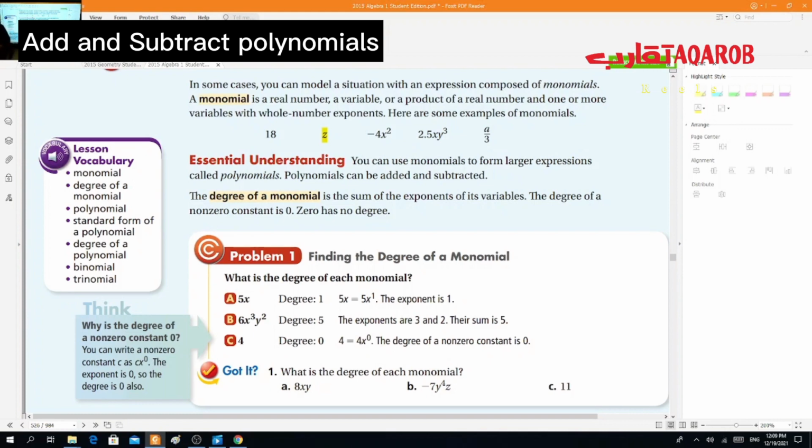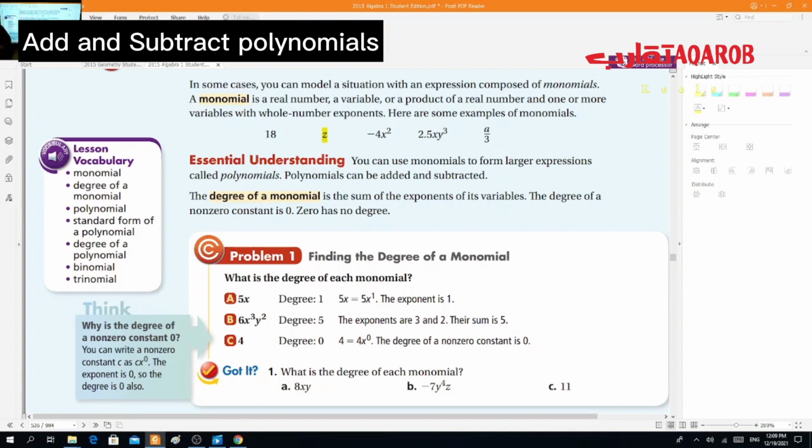Now, how can we find the degree of a monomial? The degree of a monomial is the sum of the exponents, or the powers, of the variables that the monomial has. For example, let's start with z, a monomial that consists of only one variable. What's the degree of this monomial? It's 1. How do we know that? Because you cannot see any exponent here, it means that the power is 1.